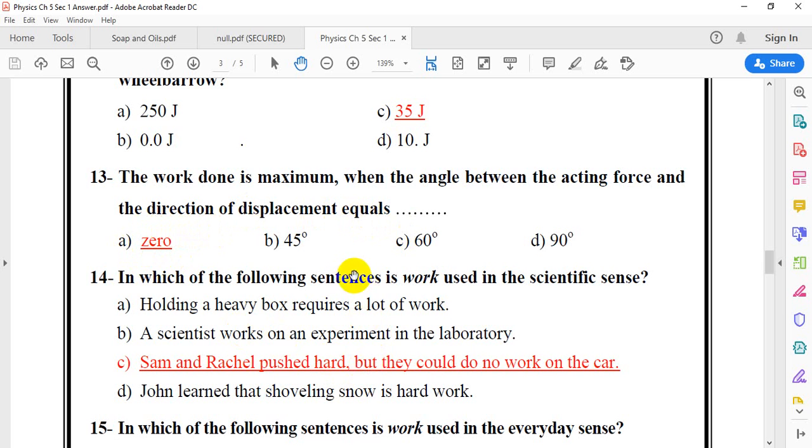In which of the following sentences is work used in the scientific sense? Holding a heavy box requires a lot of work. A scientist works on an experiment in the laboratory. Sam and Rachel push hard, but they do no work on the cart, so this is the correct choice.